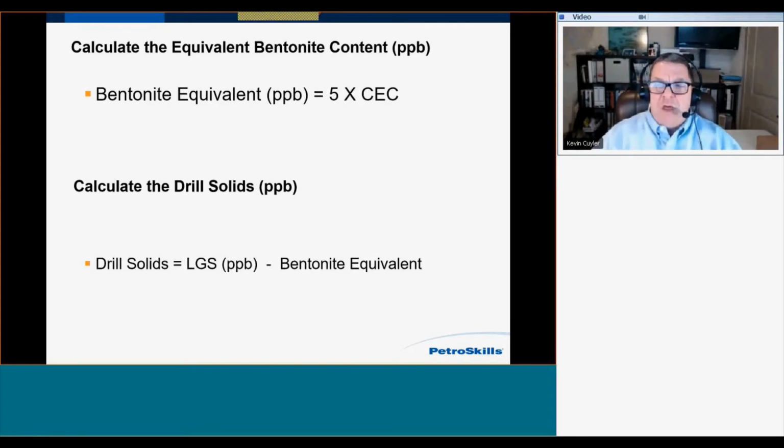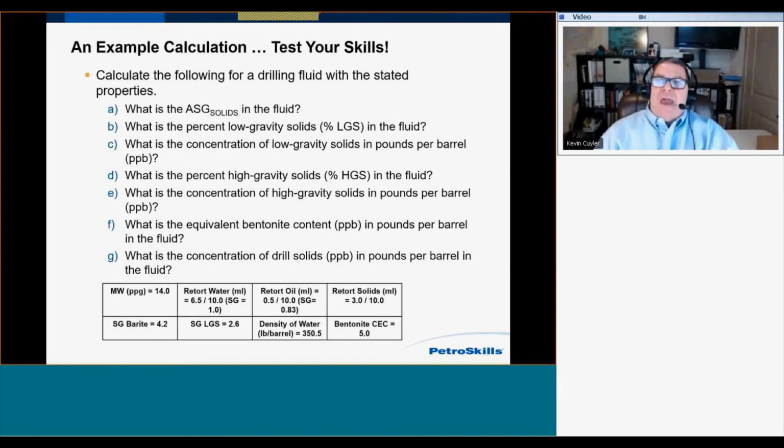From there, then, we can calculate how much drill solids we have. We know how many pounds per barrel of low gravity solids we have. If we subtract the bentonite equivalent from that, we know everything else must be the non-reactive or the bad low gravity solids in our mud. And so we put all of that together, and I've got a little sample calculation for you.